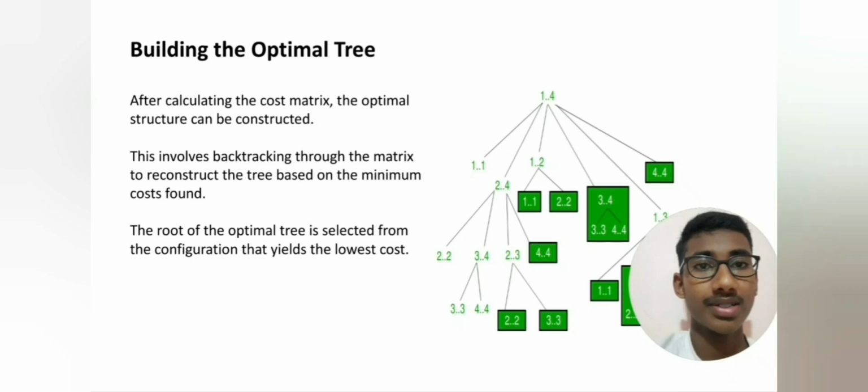Next, we are going to discuss building the optimal tree. After calculating the cost matrix, the optimal structure can be constructed. This involves backtracking through the matrix to reconstruct the tree based on the minimum cost found. The root of the optimal tree is selected from the configuration that yields the lowest cost.